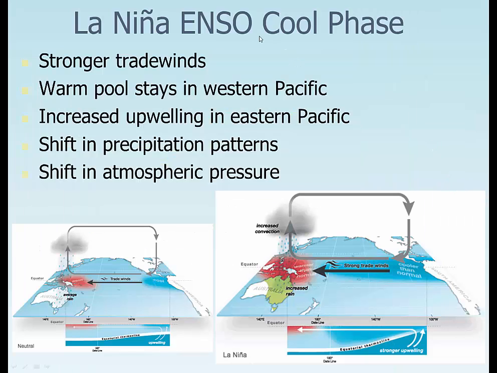The La Nina ENSO, which is the cool phase, has much stronger trade winds. So the trade winds which are blowing this cold water away from the Americas go crazy, blow even more. The warm pool stays in the western Pacific, maybe intensifies, with increased upwelling in the eastern Pacific. Shift in precipitation patterns, not so much a shift, but an exponential increase in dry on this side and wet on this side. And you can see here's the upwelling. It actually pulls much more cold water up to the surface and then blows it across the Pacific Ocean.